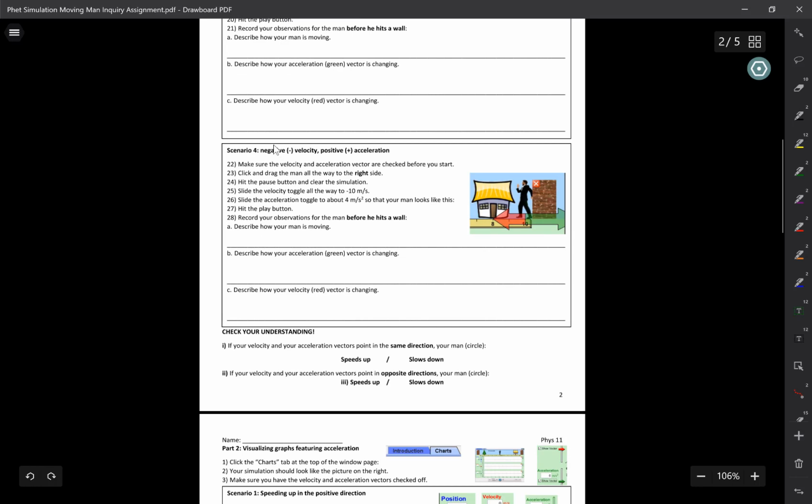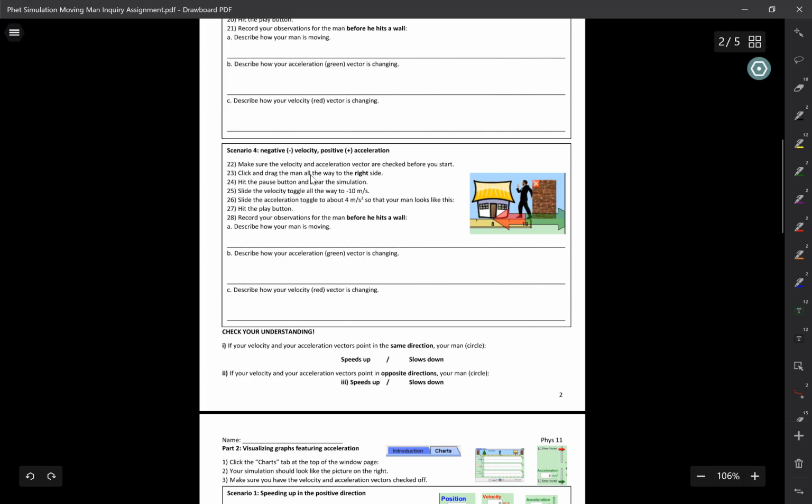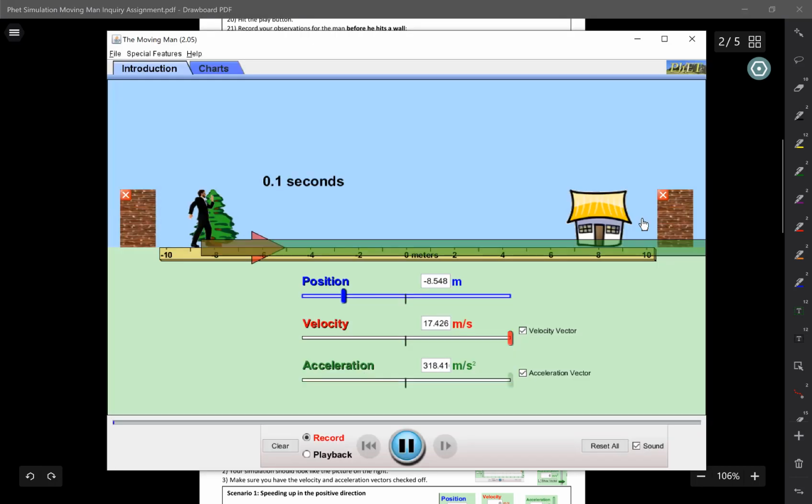And last but not least, scenario 4 of part 1. This is where his velocity is negative and acceleration is positive. So the directions are switched for velocity and acceleration, but they still point in opposite directions. So let's see what happens. Make sure the vectors are checked. Yes, they are checked. Click and drag the man all the way to the right side.